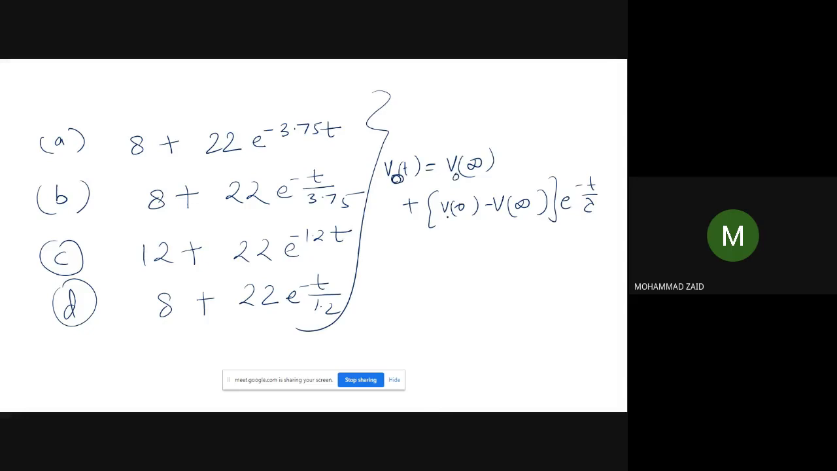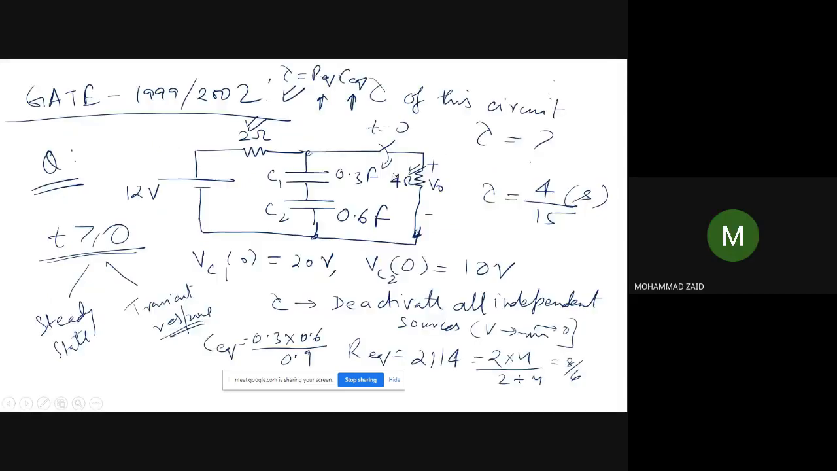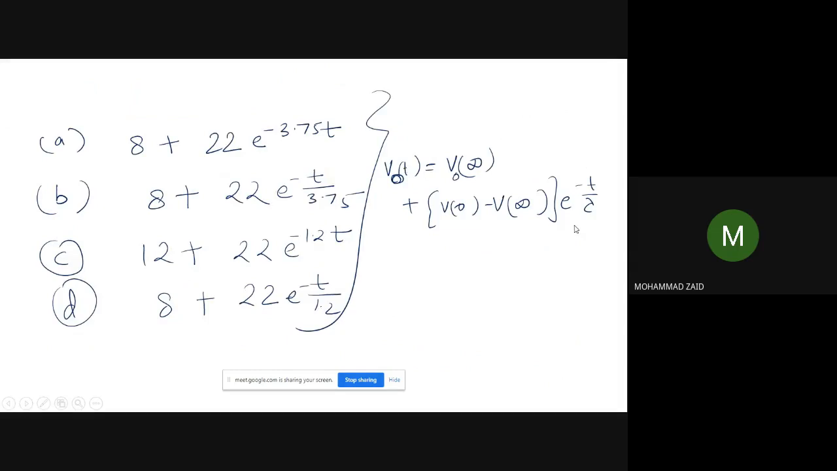So V0(t) we can also write as V0 infinity plus, because it will be changing in a similar manner as the capacitor voltage will be changing. The voltage across the output is a combination of the two capacitor voltages. V0 is equal to VC1 plus VC2. So the variation in C1 and C2 will also be felt at the output side. Once you write down this basic equation, V0 infinity plus V0 minus V infinity e to the power minus t by tau, tau is already known.